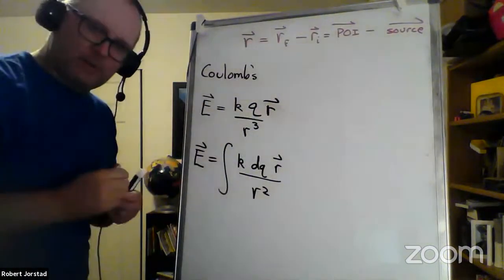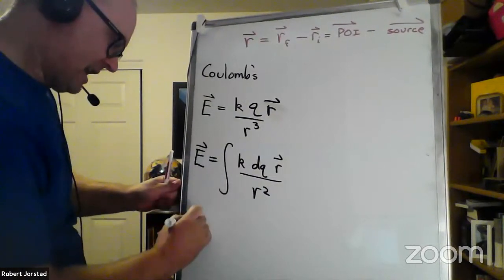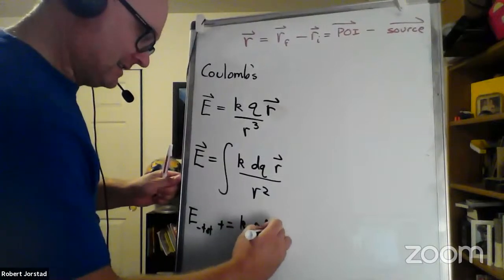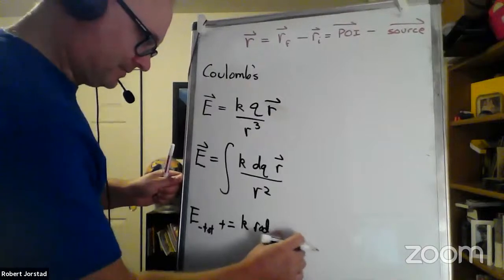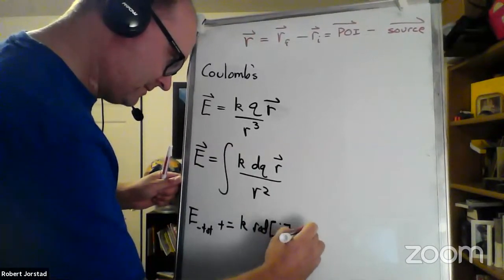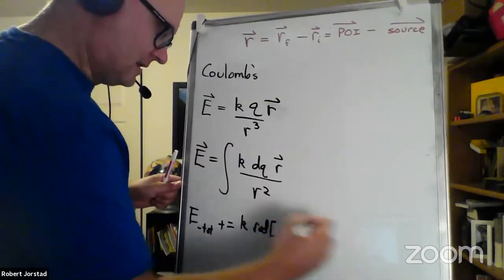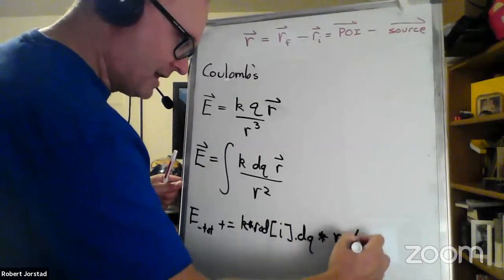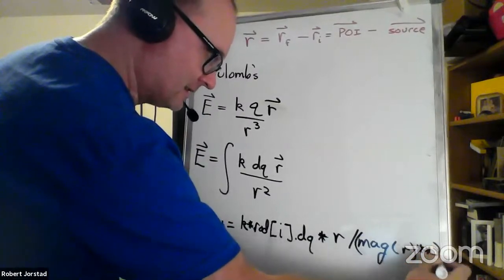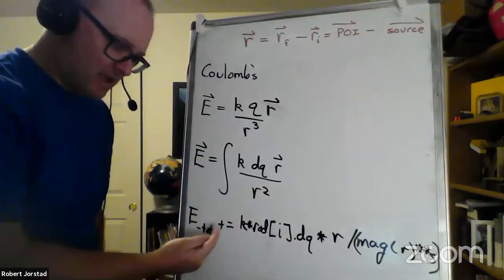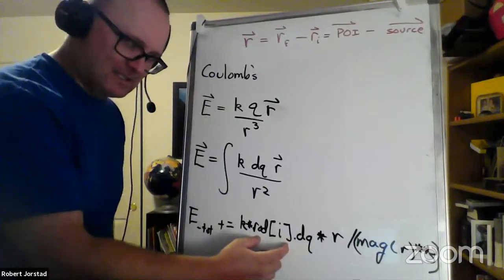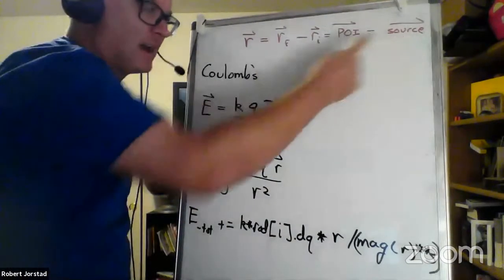We usually used the term POI in our codes earlier. If you recall how we coded this, the integral essentially became E total plus equals K times rod dot dq times R vector, divided by mag of R cubed. Remember, we had some kind of loop running through the ith element of a list, getting the charge on the ith element, and multiplying by the R vector, which was something like POI minus source.